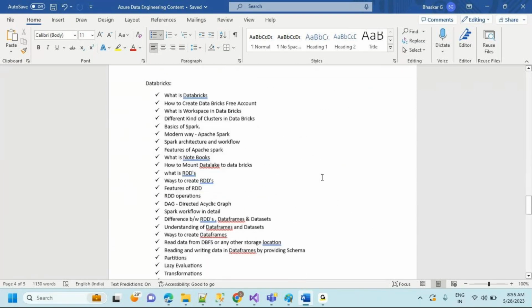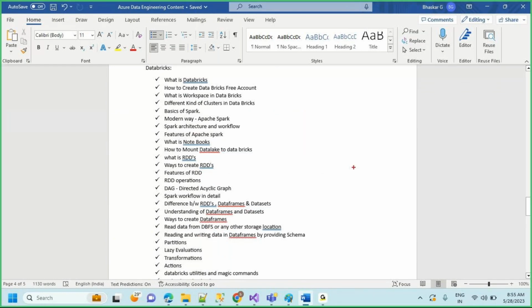And then we are going to start talking about Databricks. Databricks, how we can create notebooks, how we can create RDDs. Everything I'm going to take you through in Databricks only. We can create a Databricks account. It's free of cost.